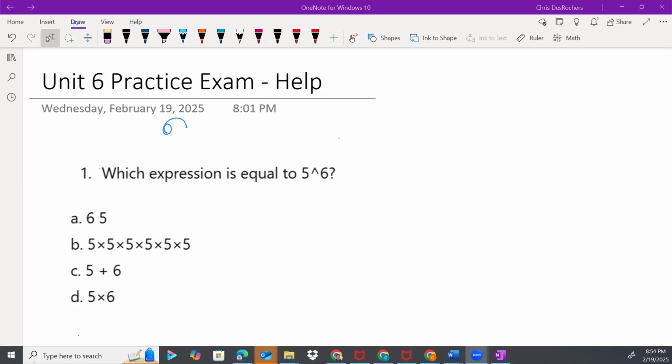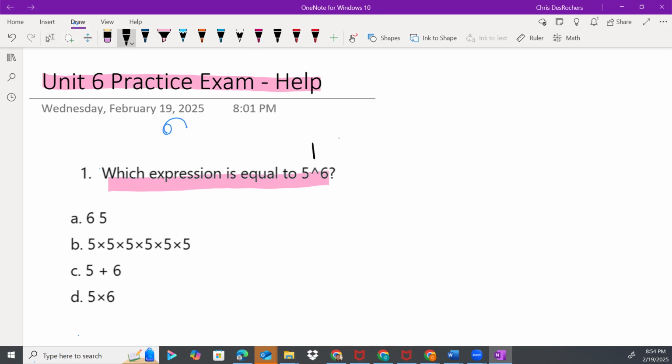All right, so this right here is a Unit 6 practice exam. Actually, it's the one I made. It's the practice of the practice exam. It's similar to our first practice exam, and I created it because some people wanted extra help. So let's do this. Which expression is equal to 5 to the 6th power?